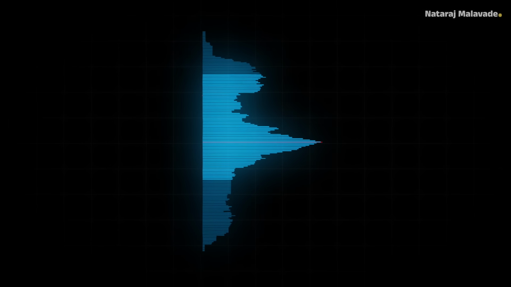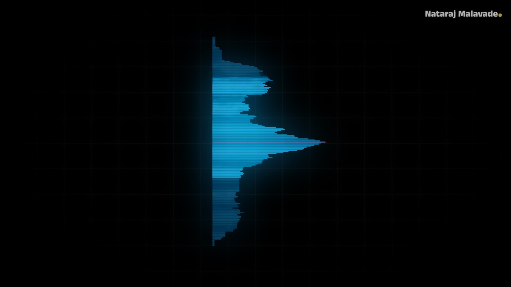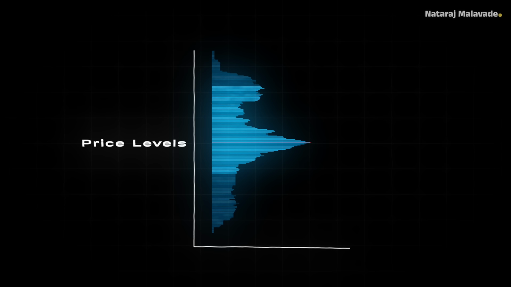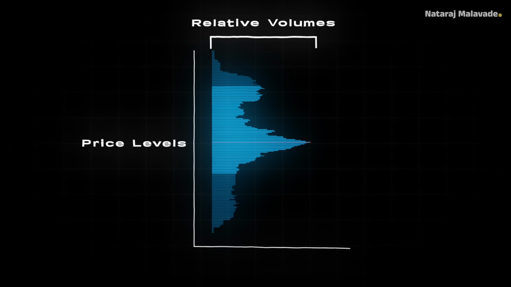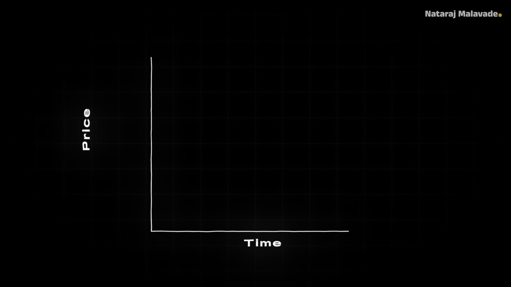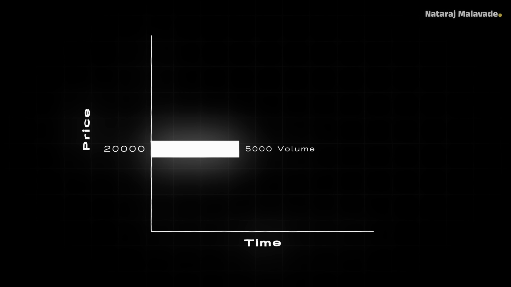So in volume profile analysis, this is what we do. In volume profile, we aim to distribute volume data across price levels. Let's try to understand this with an example. Now on the y-axis we have the price, and on the x-axis we have the time. For instance, let's say Nifty is presently trading at 20,000 rupees, and at that price level we got 5,000 volume. So in this case, we represent this with a horizontal histogram showing this volume.